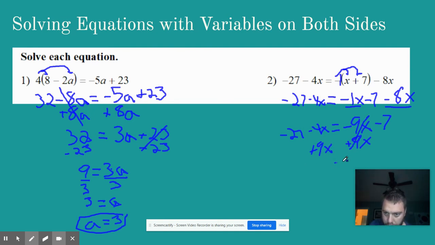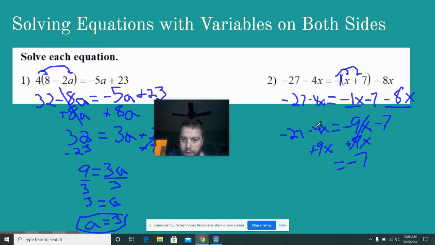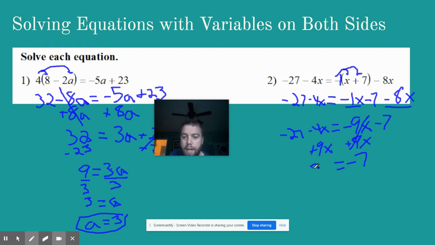These cancel out, leaving just -7. And 4x plus -4x plus 9x gives us a positive 5x. It makes the math, in my opinion, just a little easier. -27 plus 5x, because our 5x is positive. It was a -4x, add 9, 5x.